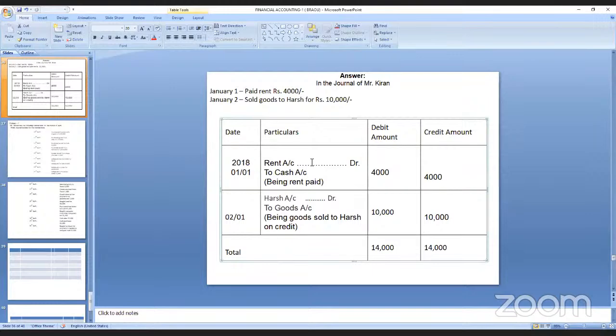No, it's clear to everyone. Debit column should be equal to the credit column. Any doubt?